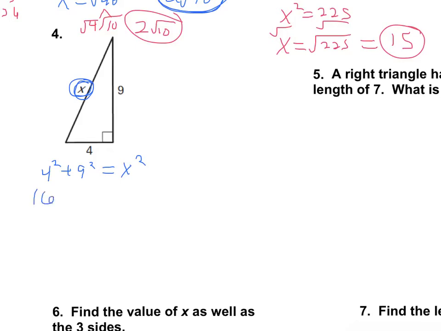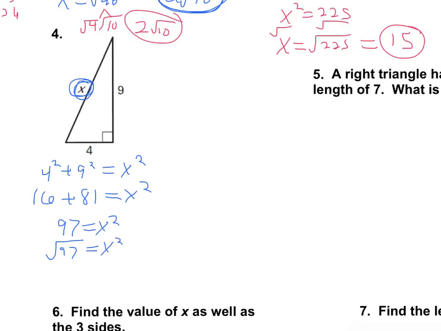So 4 squared is 16, 9 squared is 81, 16 and 81 is 97. And then take the square root. Okay, 97, that's not very familiar to me. I'm going to just try typing in square root 97. And it doesn't come out evenly. I get like 9.8 something, something, something.